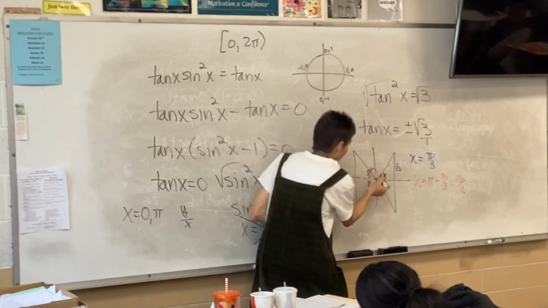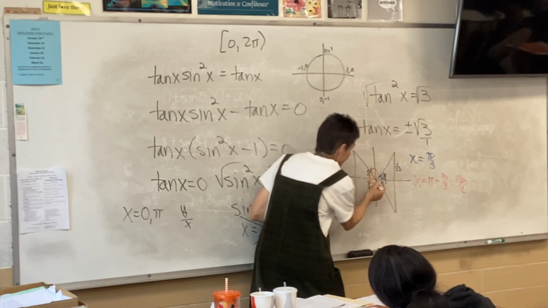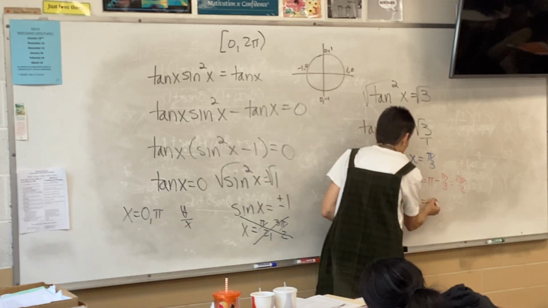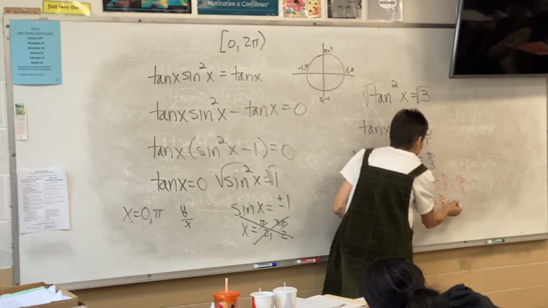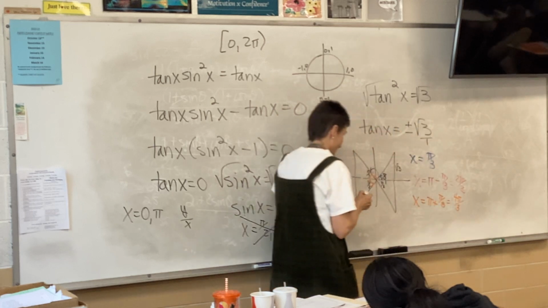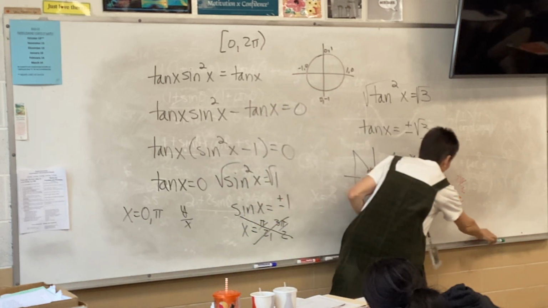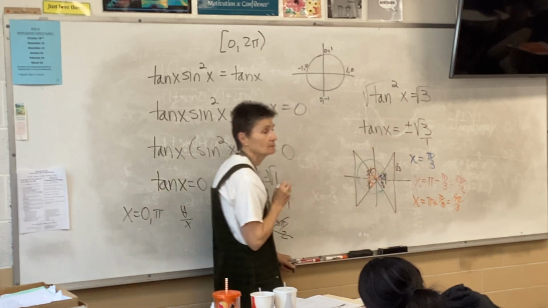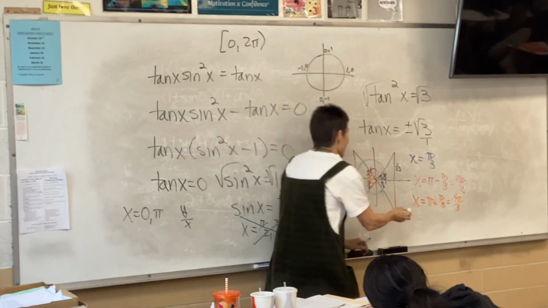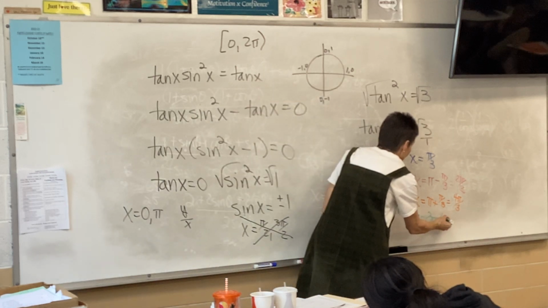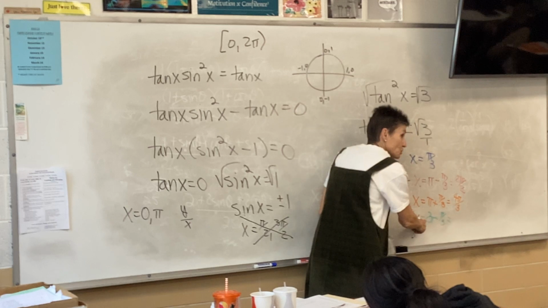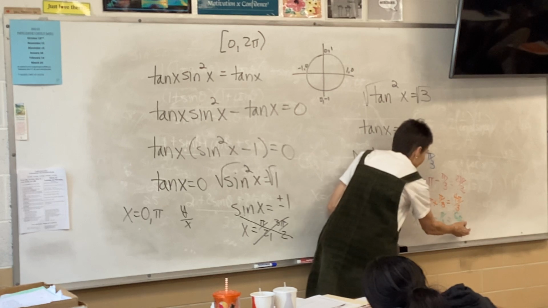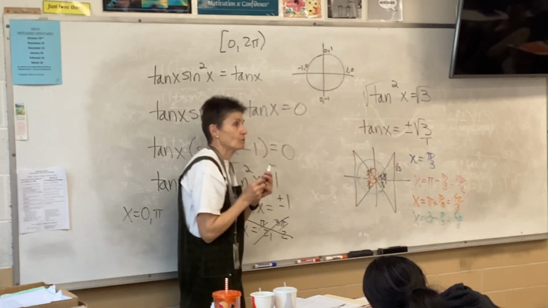Now our orange one goes all the way around to here. Pi plus pi over 3, which is 4/3 pi. And then the green one goes all the way around to here. 2 pi minus pi over 3, which is like 2 minus a third, 5/3. And there are your answers to the question.